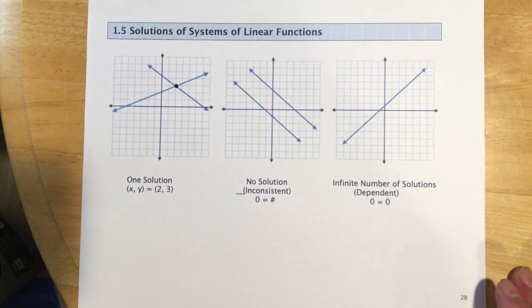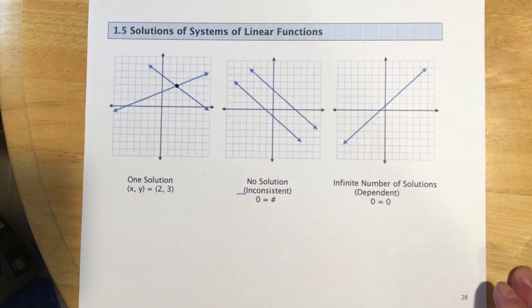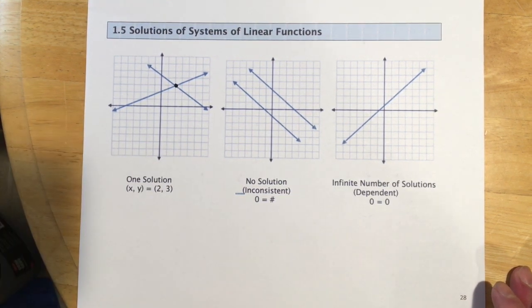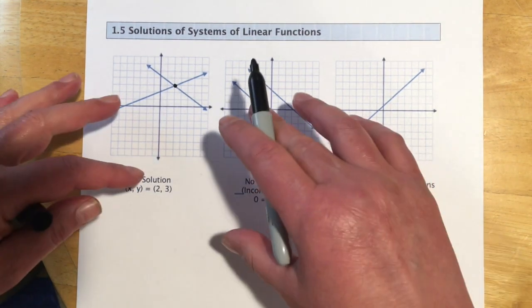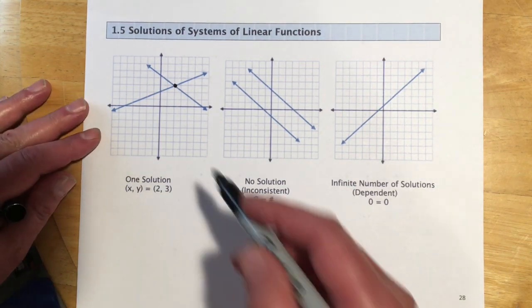Hey all, this is Math 116, section 1.5, and this is about solving systems of equations. So we kind of have three possible outcomes for systems, and this is the two-dimensional version. We'll look at three-dimensional problems, but it's easier to follow the geometry with 2 dimensions.